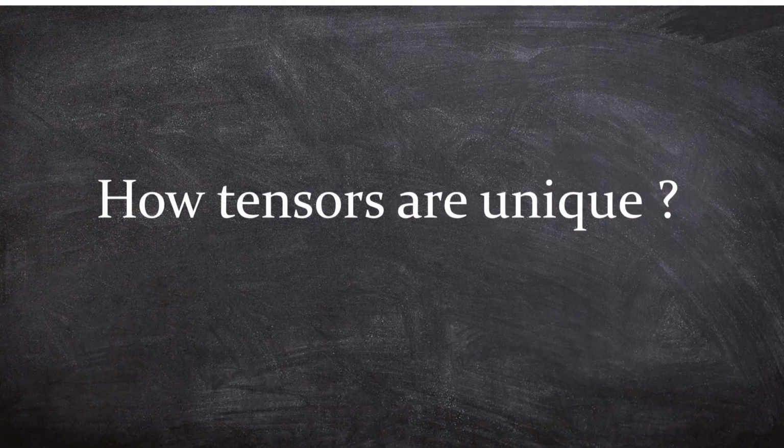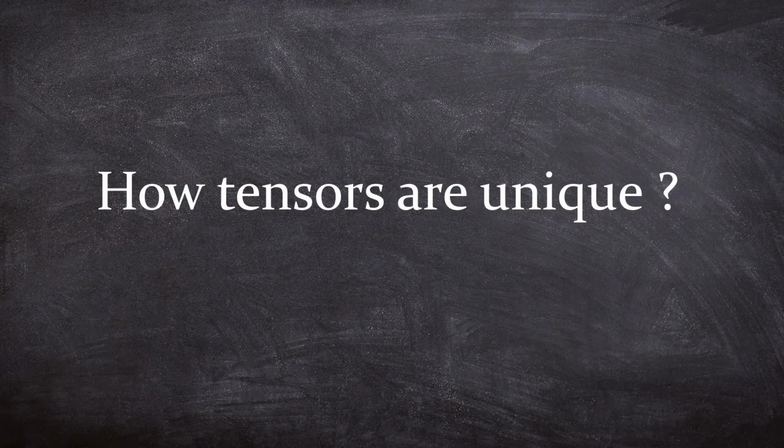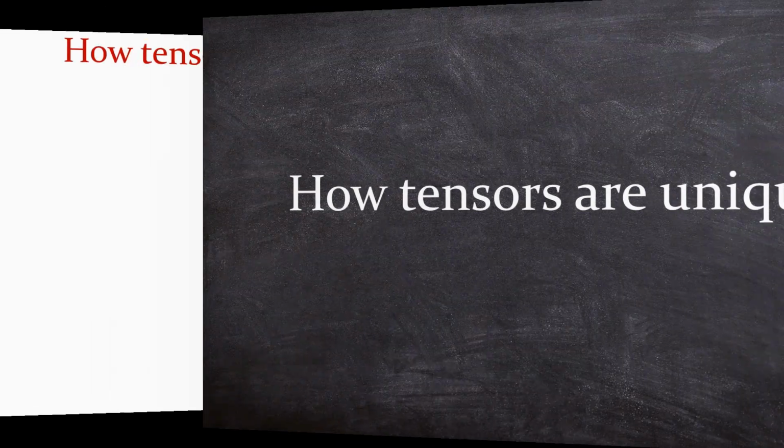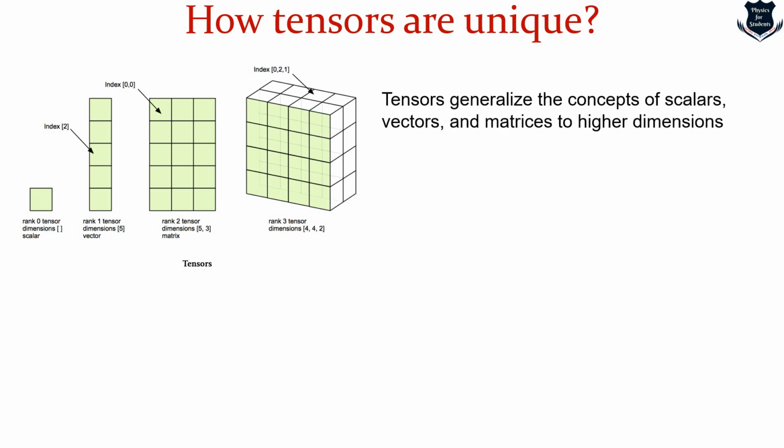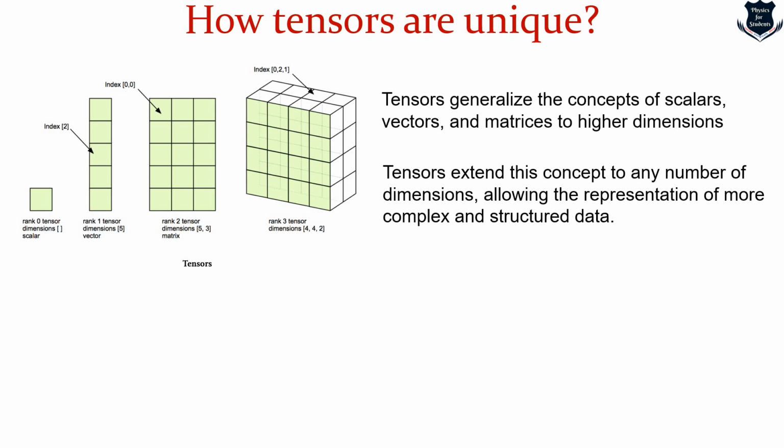The question is, why are tensors very unique? That is the basic question. What makes them so unique? And that is why they are used in relativity, coming up in the next part of the video. So the first thing I would say is that if you look at this kind of illustration, you will see that tensors are basically a kind of generalization. Although it's not a very good understanding of tensors, it actually generalizes scalars, vectors and matrices. Tensors extend the concept to any number of dimensions, and that is why they allow the representation of more complex data.